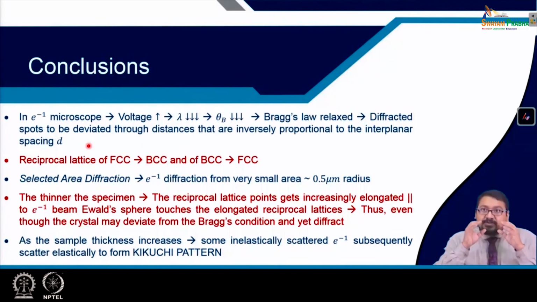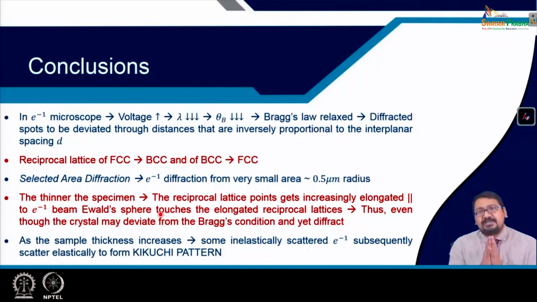A diaphragm is kept in between the specimen and the electron beam, so that it can irradiate only a small area, say 0.5 micron, and then one can get a selected area diffraction and the diffraction spots. So, the thinner the specimen, as I said, the Bragg's law is relaxed and the reciprocal spots become increasingly elongated parallel to the electron beam, or perpendicular to the sphere. The sphere touches those elongated reciprocal rods very easily, and thus even though the crystal may deviate from the Bragg's condition, it will yet diffract.